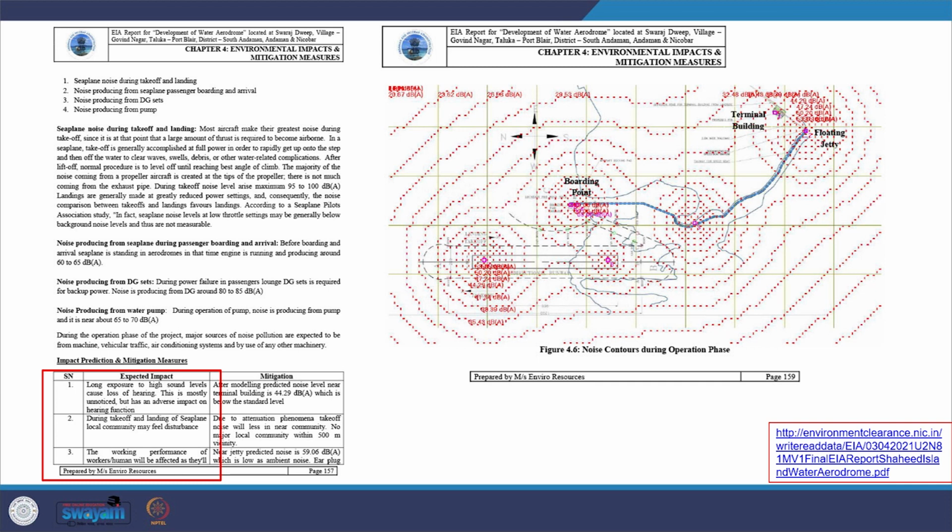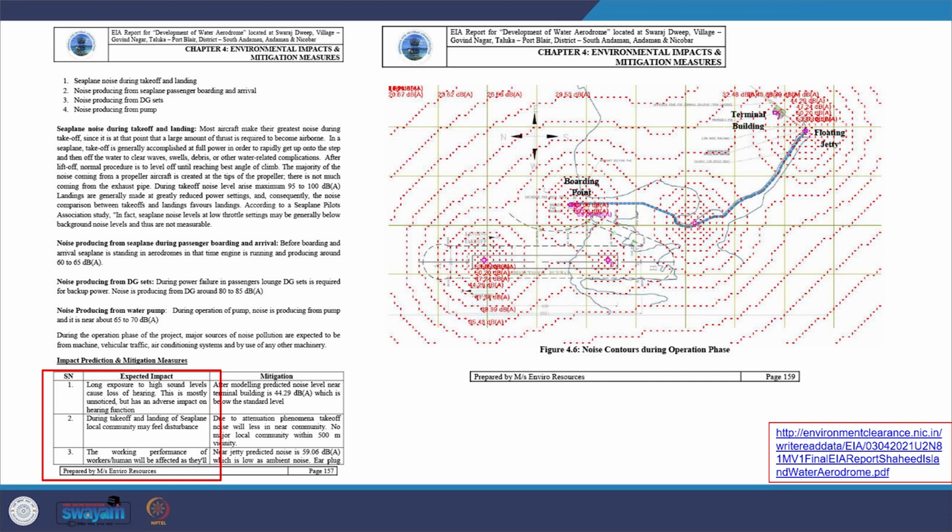Local community may feel disturbed. So what kind of mitigation would they take for that? And then the working performance of the workers, humans, will be affected. So what kind of things will they do? So here you see the noise contour during the operation phase.